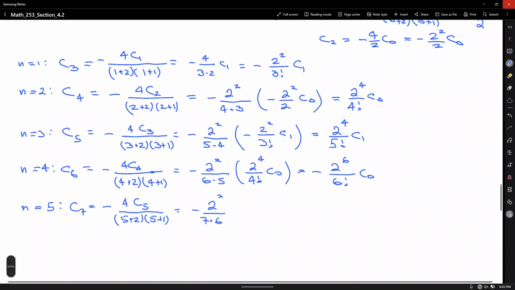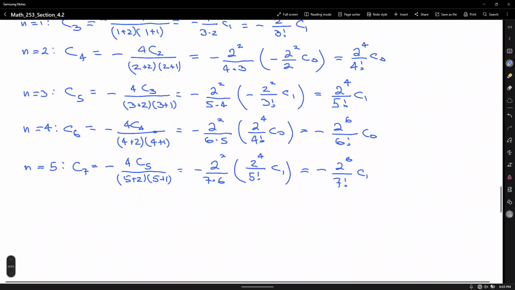But wait a minute, what's C sub 5? C sub 5 is 2 to the fourth power over 5 factorial, but in terms of C sub 1, which gives another negative 2 to the 6th power. Okay, wait, 2 to the 6 divided by, did you guys agree that 7 times 6 times 5 factorial together comprise the 7 factorial? Okay, 7 factorial C sub 1. And then again C sub 0, C sub 1, C sub 0, C sub 1.